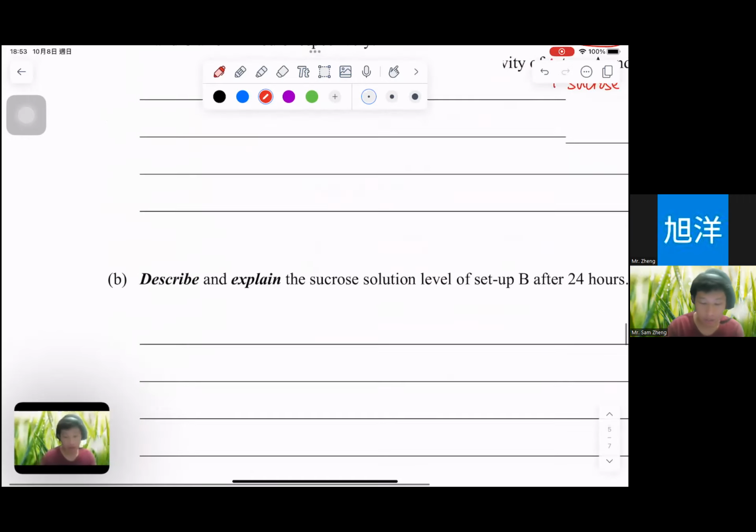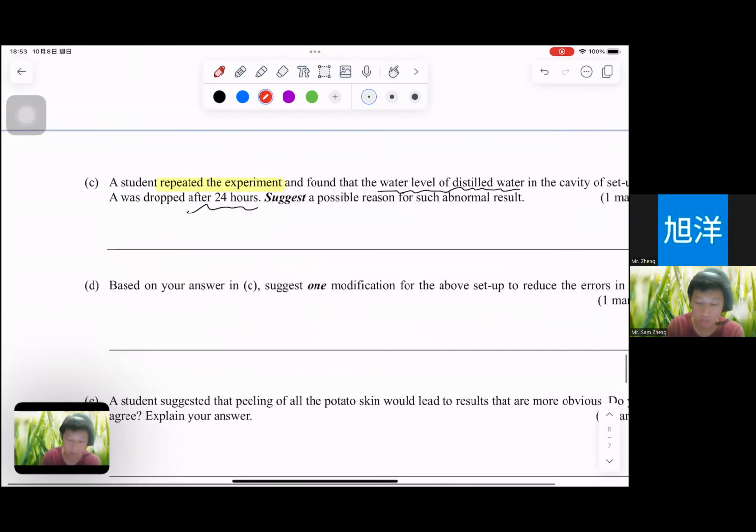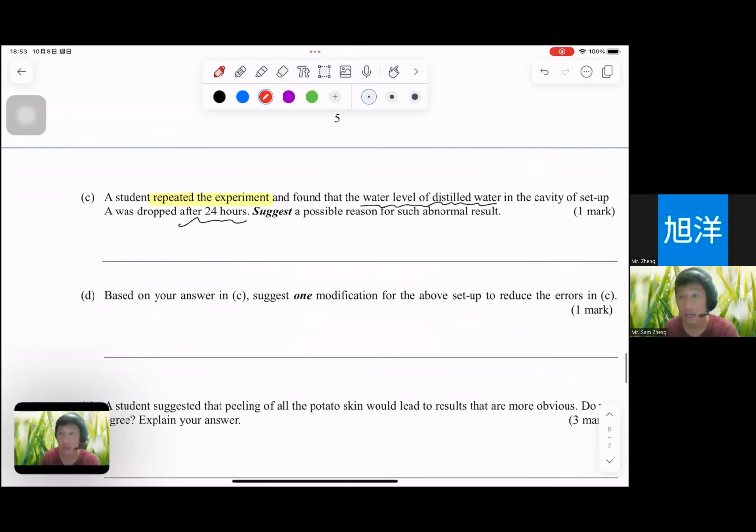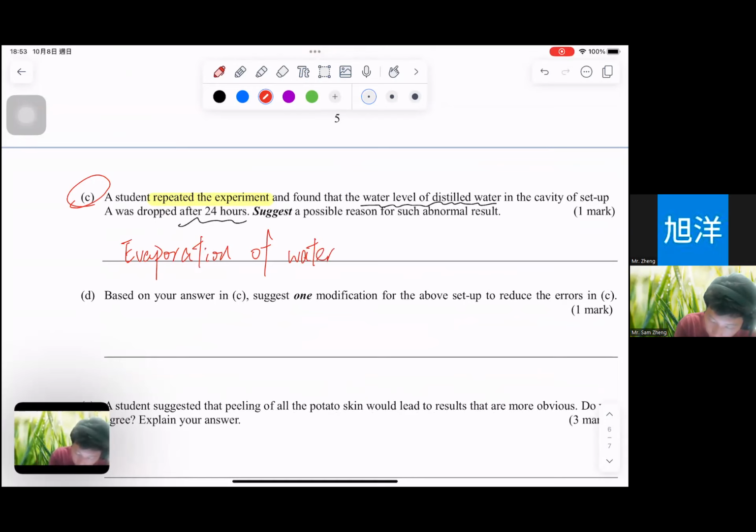I think in the marking scheme, maybe I was a little bit too hurried in making it, so I missed the answer for question C. The answer would be the evaporation of water in the cavity. Therefore, there will be an abnormal result.